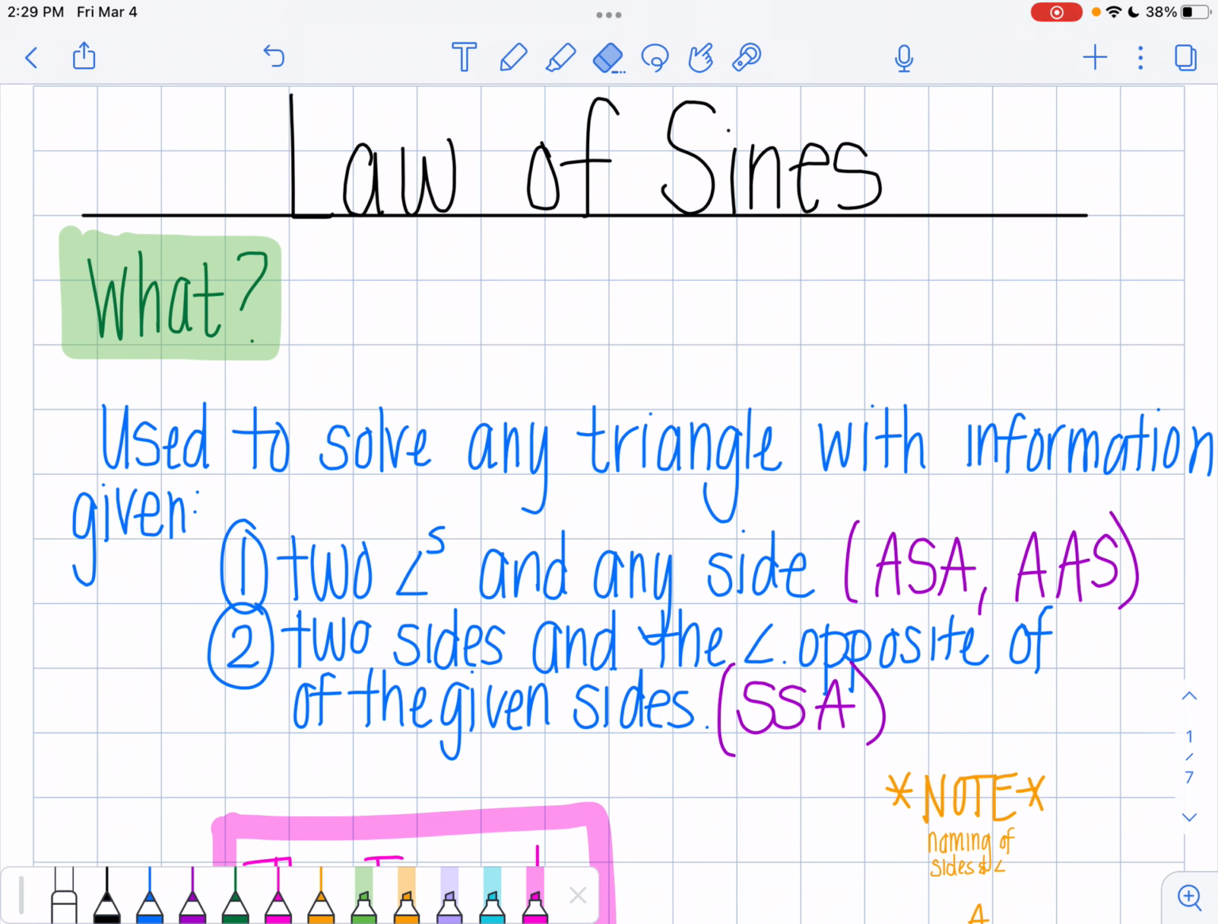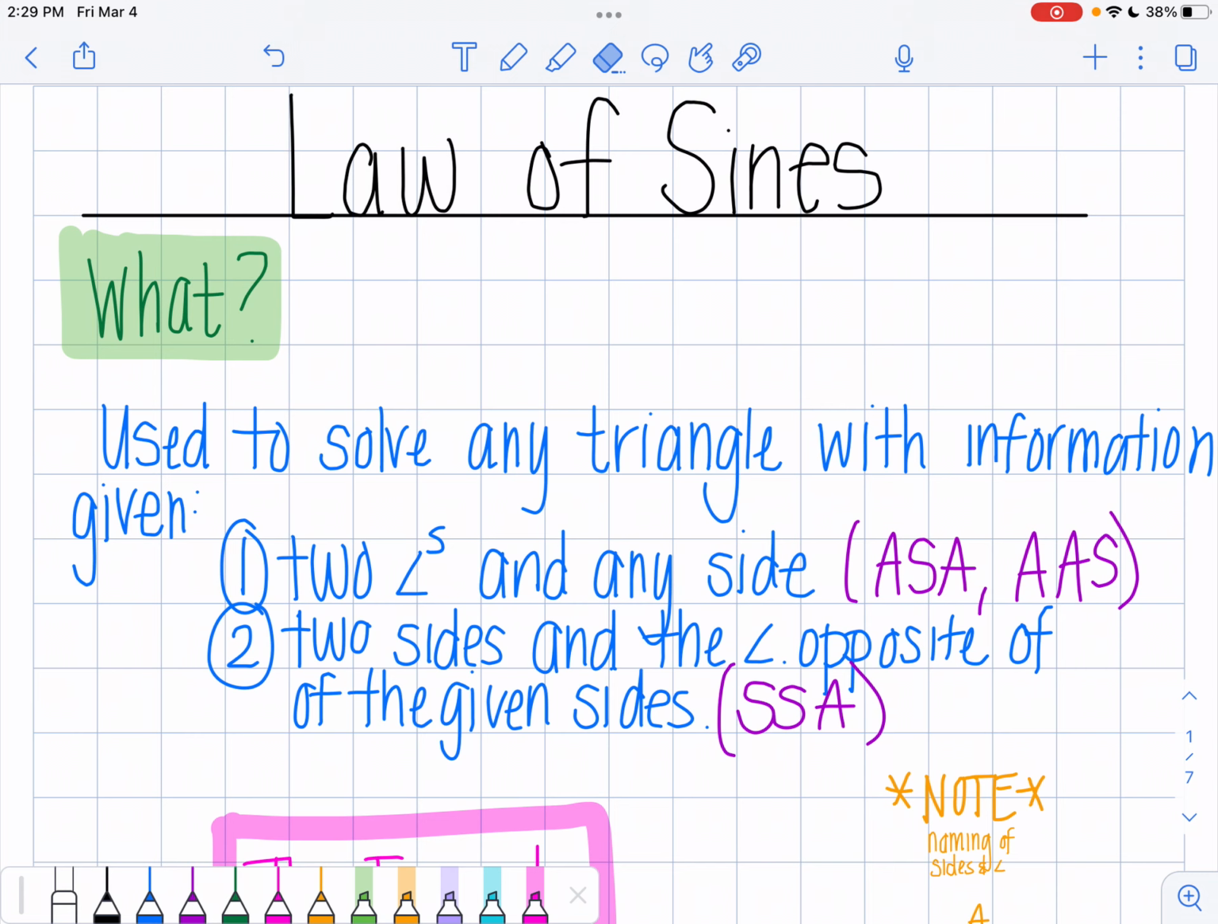Previously, when you've been dealing with trigonometry, so sine, cosine, tangent, you've been using it with right triangles and solving for sides and angles. The law of sines now allows you to use any type of triangle. It does not have to be a right triangle to solve for sides and angles in a triangle.